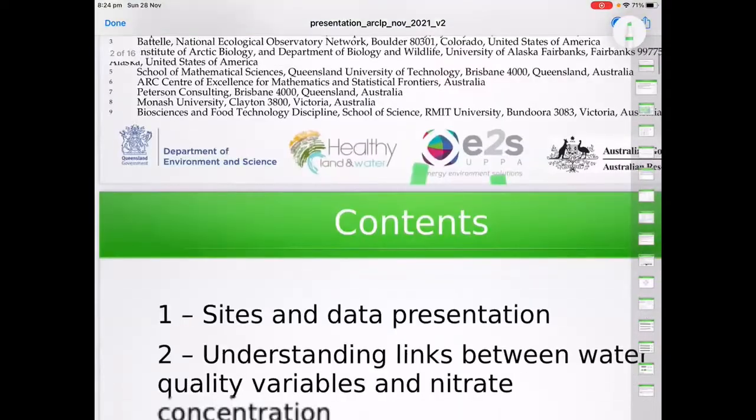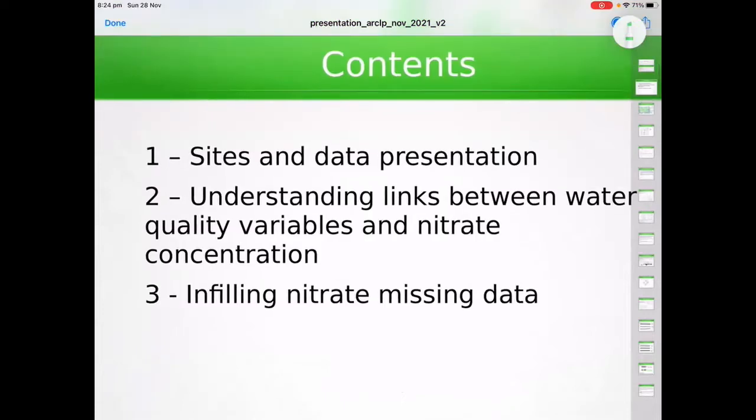So for this talk, in 15 minutes, I hope I will not be too long. I will just present shortly the sites we have and the data we have worked on. The first part will be to understand the link between the water quality variables and the nitrate concentration. And at the end, I will present our framework and the method we propose to infill nitrate missing data.